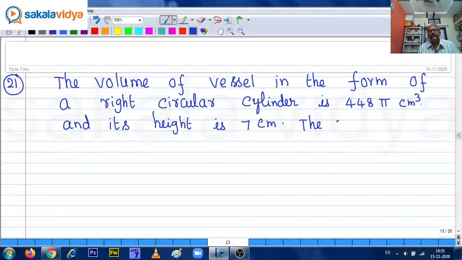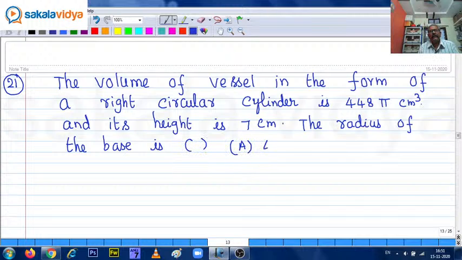The radius of the base, radius we need to find out, is A 4 centimeters, B 6 centimeters, C 8 centimeters, D 2 centimeters.